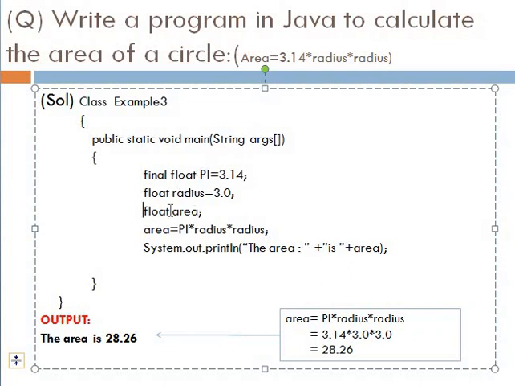Then come to the third statement. In this statement they have declared a variable called area, whose data type is float. So this variable area can accept fractional values.